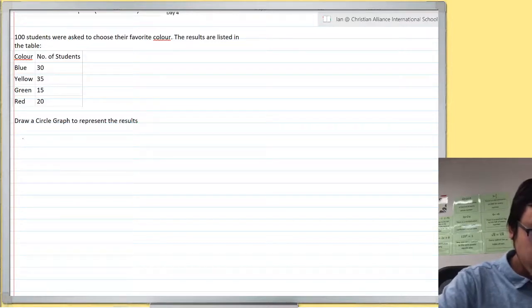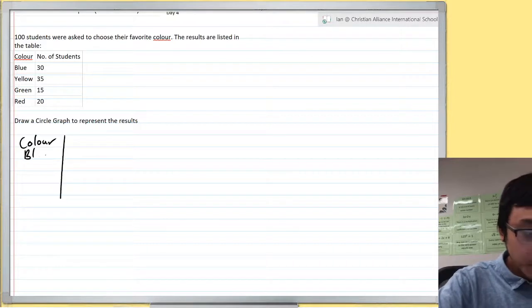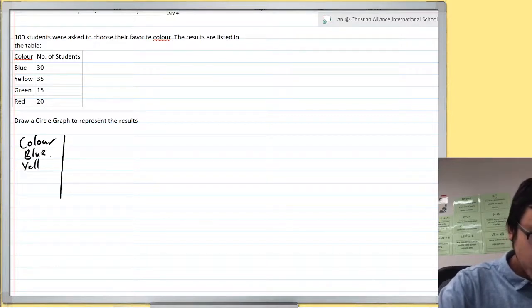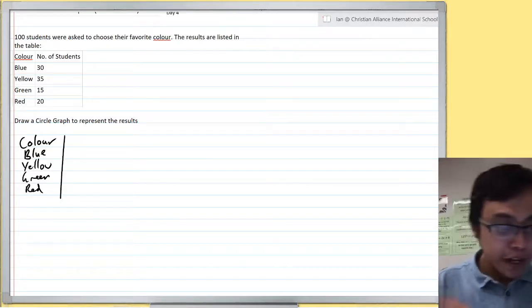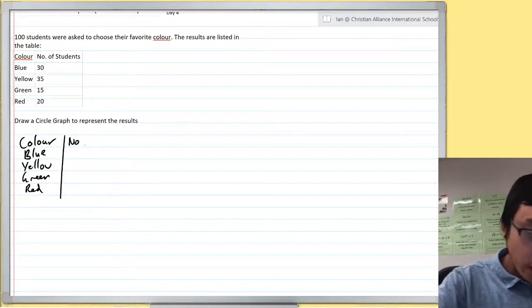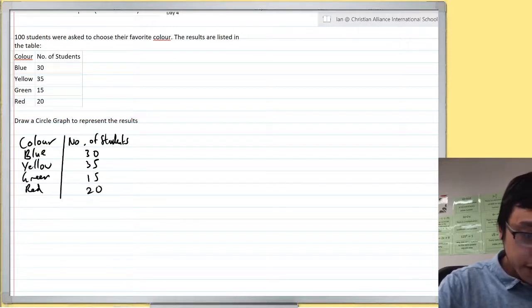So first of all, we have color over here. I'm going to copy the table: color, and then with our color, we have blue, yellow, green, and red. Those are the four colors that we have. And then we have number of students. I'm going to copy that down. The first one is 30, then we have 35, 15, and 20.